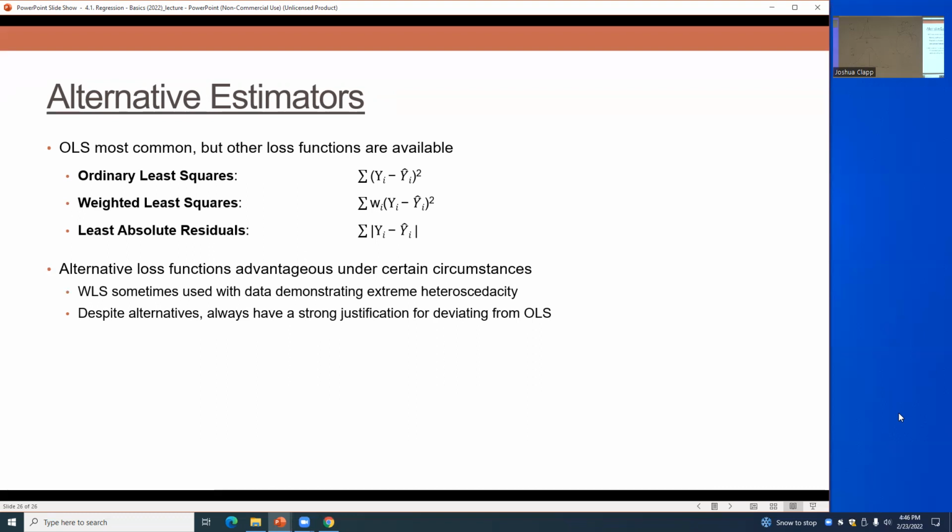But if you're going to deviate from an OLS regression model, you would want to have a good reason for doing that. We don't want to do these things just to sound fancy. You want to have a strong reason for making some of those decisions.